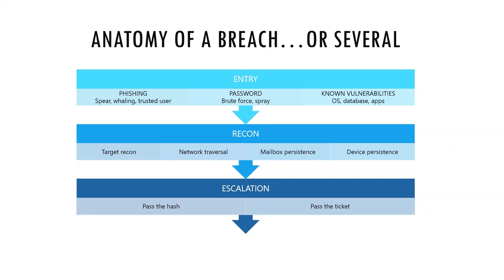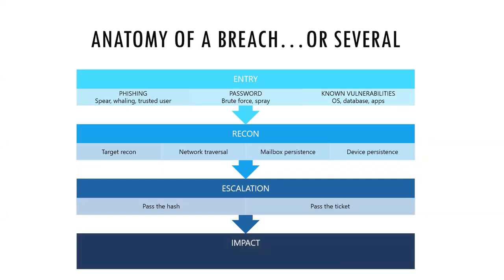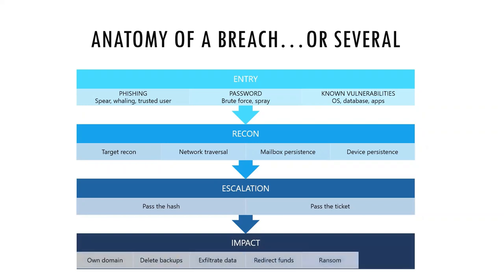Unbeknownst to them, although it might appear to come from me, it's not coming from me. It's coming from the bad actor under my name, and that contains malware that maybe allows them to do something like pass the hash, pass the ticket, grabbing that information. So that's how a lot of these actually take effect. And then once that has taken effect, now what are we talking about?